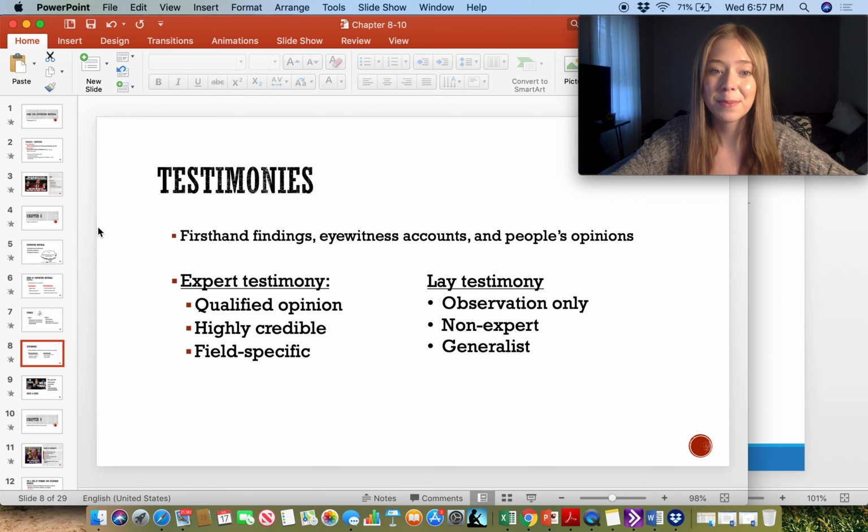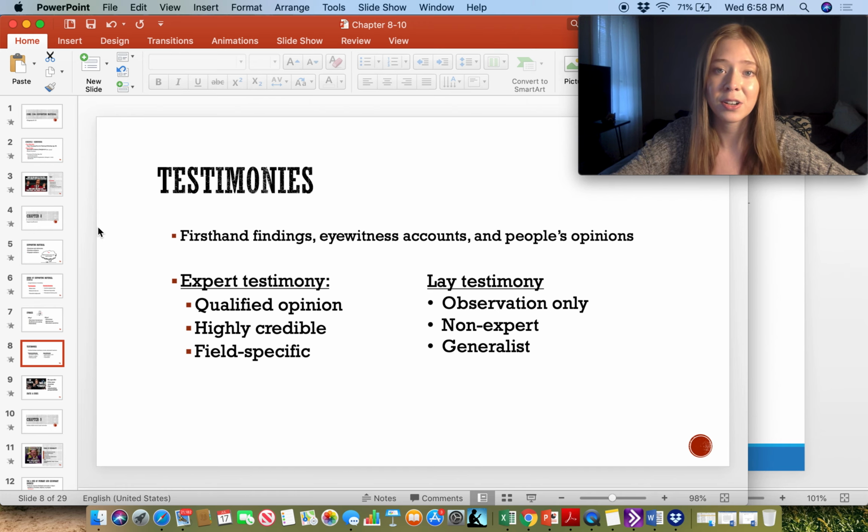Next, we have testimonies. This includes firsthand findings, eyewitness accounts, and people's opinions generally. So this is when you use maybe quotes from an expert. When we're talking about expert testimony, this would be somebody's qualified opinion on something. So this would have to do, in the political sphere, with a political opinion piece that we see posted in the New York Times all the time, that obviously is a qualified opinion.